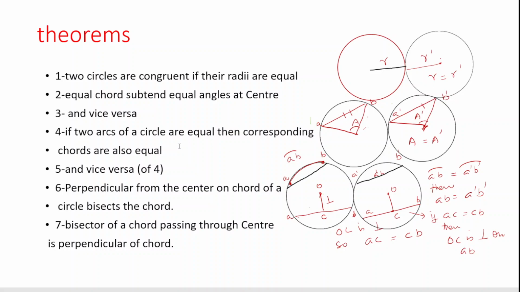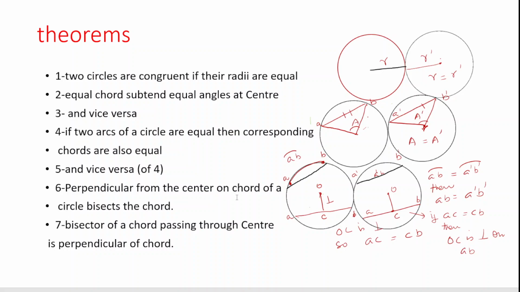If two arcs of a circle are equal, then corresponding chords are equal. This is arc AB shown in this way, and this is A dash B dash shown in this way. If they are equal, then chord AB and the straight line chord A dash B dash are equal. I mean, this is obvious. It looks like this. These are equal. Number 5 is vice versa.